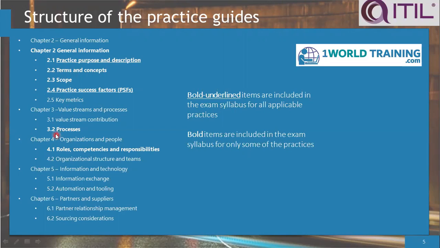In some cases, the process section from chapter 3, value streams and processes, may also be relevant for the exam. And in some other cases, 4.1 from chapter 4, roles, competencies and responsibilities from the organizations and people dimension chapter, may also be relevant for the exam. So only those which are highlighted will be relevant for the exam. Again, it depends on the exact syllabus for the exam.